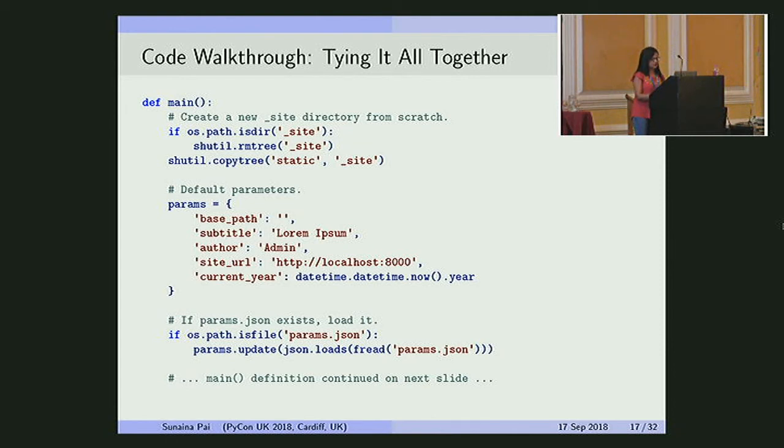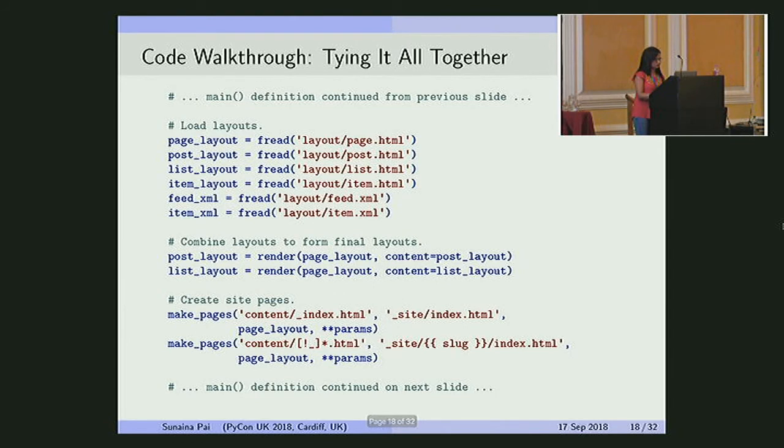The main function starts by creating a fresh copy of the _site directory, and then it copies the static content as it is to _site. And then it loads certain layouts. And sometimes you might want to combine multiple layouts to form a final layout. For example, a post layout might have to be rendered within a page layout.